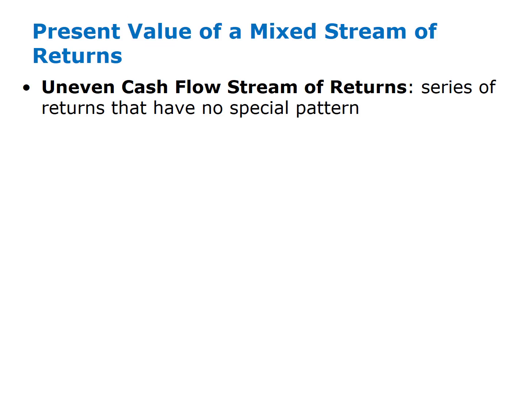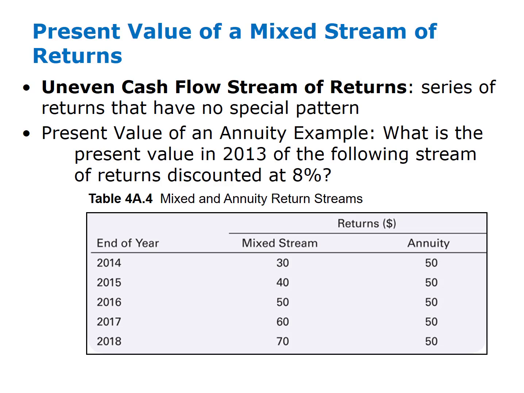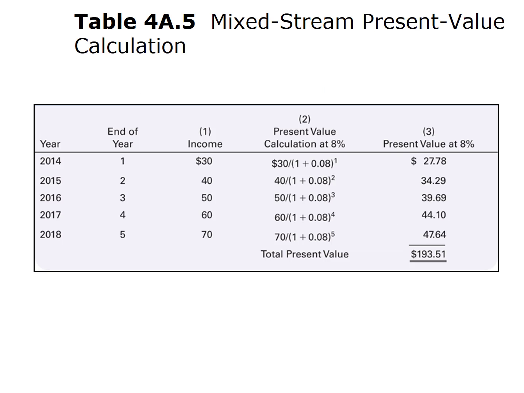Now let's review uneven cash flow streams. We move from 5 TVM keys to the cash flow worksheet. First, the 2 cash flow streams shown, one uneven, one an annuity, 5 years, 8%. The long way to find the present value of the uneven stream: discount each cash flow independently, and in this case manually, by dividing by 1 plus the discount rate raised to the number of years. Sum it up, 193.51.